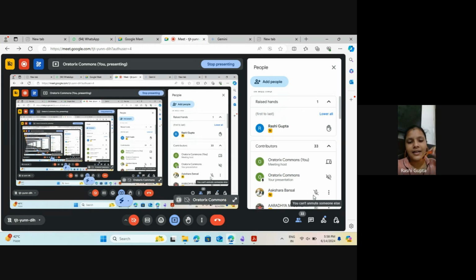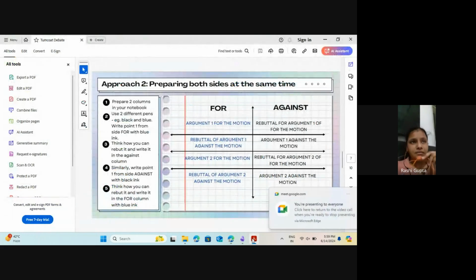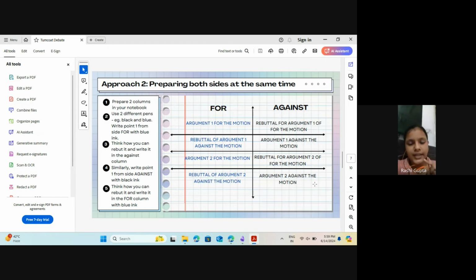Sir, first we speak for the motion and then we speak against the motion. Two minutes for the motion and two minutes against the motion. So here, what you are doing is giving one argument and then doing the rebuttal from against the motion. So first we are speaking for the motion, right?